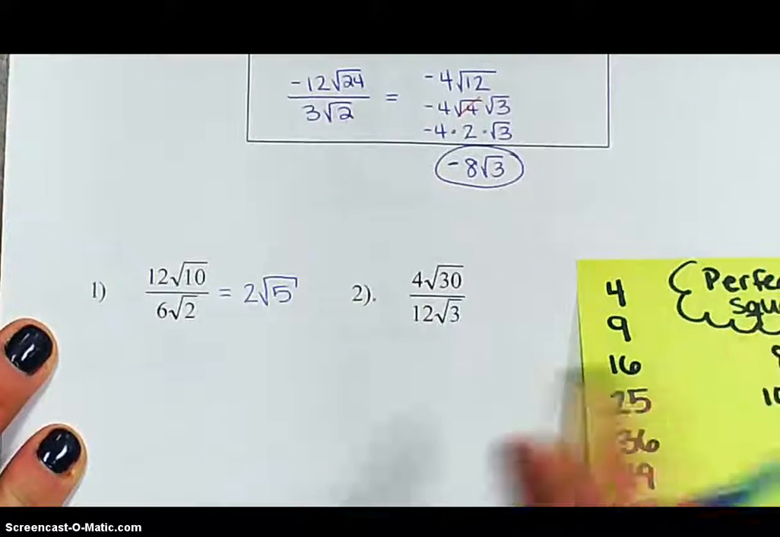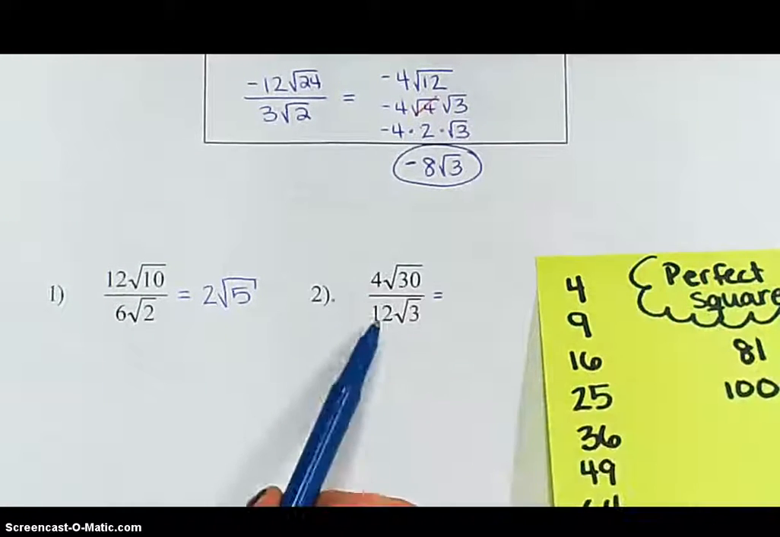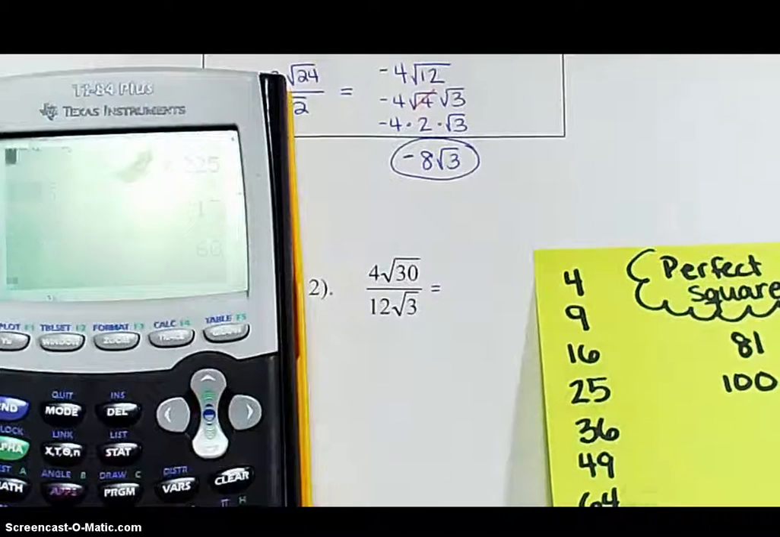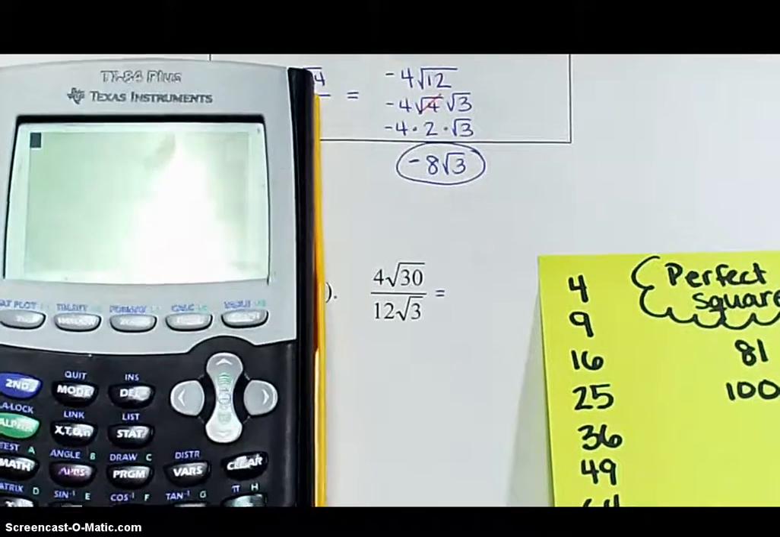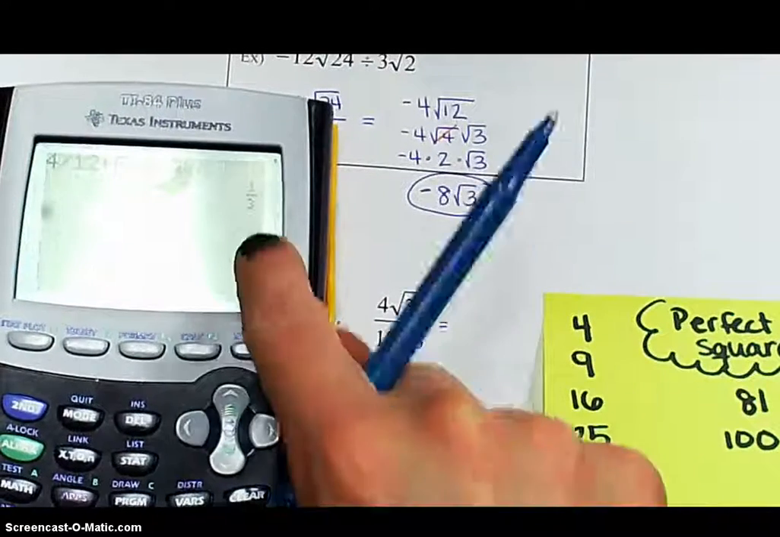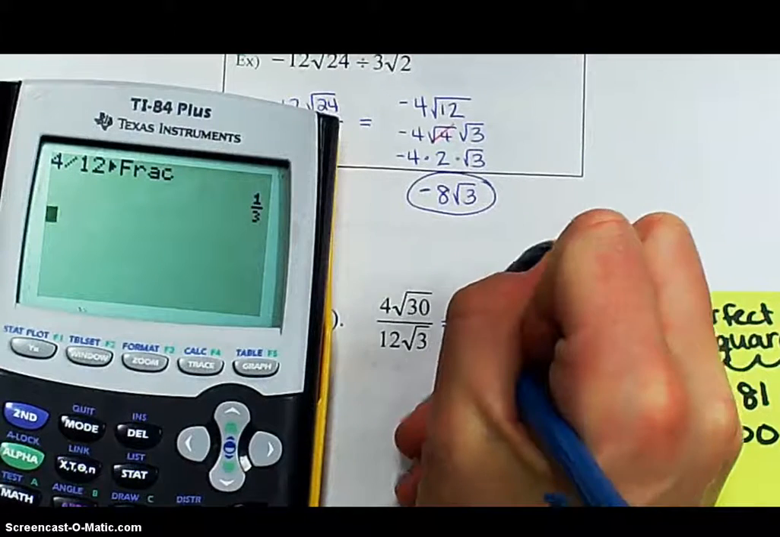Okay, next up, number 2. So here we have a 4 and a 12. So 12 doesn't go into 4, but 4 goes into 12, or in other words, we need to reduce this fraction. So 4 divided by 12, we get 1/3. So this is going to be 1/3.